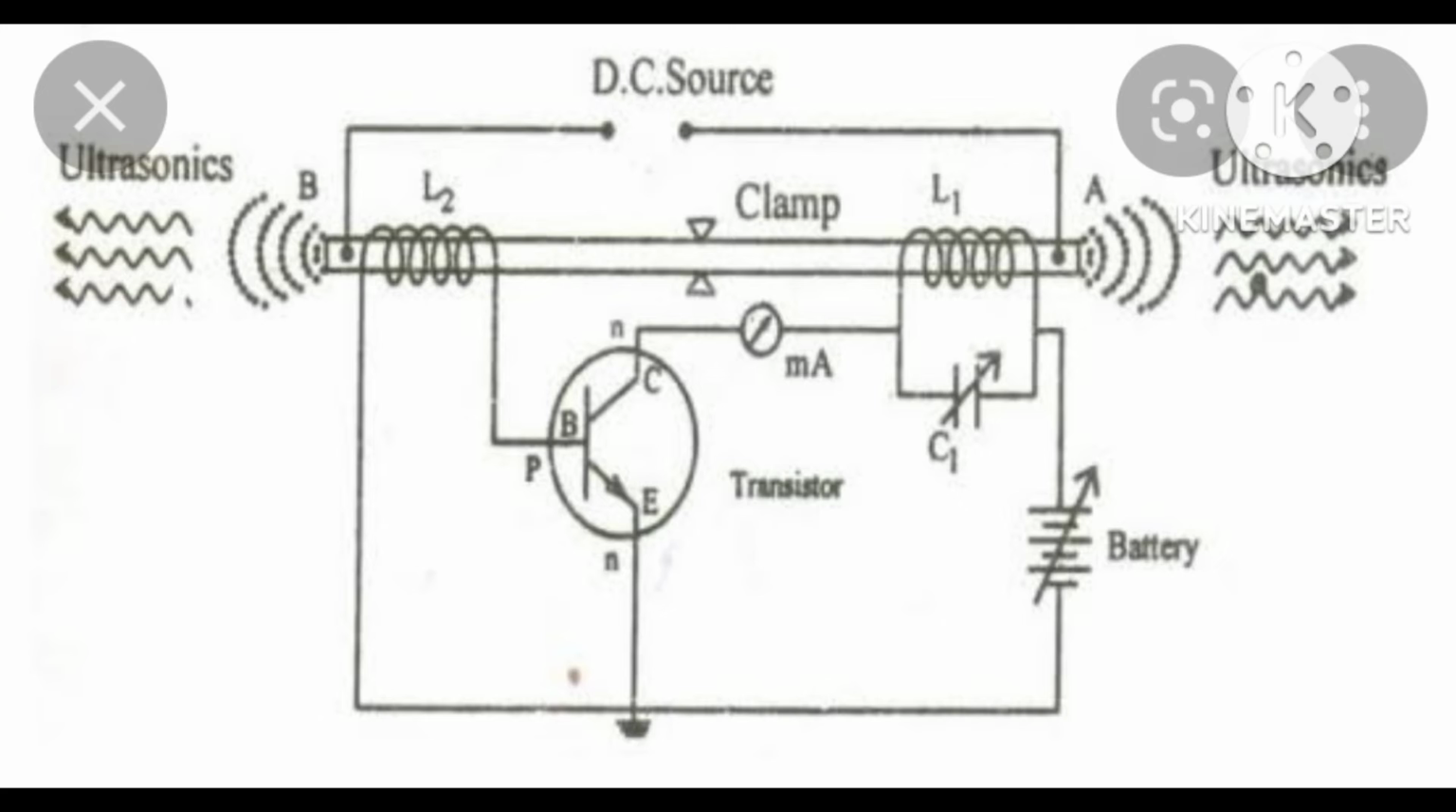When the frequency of the plate circuit is the same as the natural frequency of the rod, resonant vibrations are produced in the surrounding medium. The vibrations are maintained due to the coupling provided by the coil L1. When the rod resonates, the milliammeter records the maximum current.